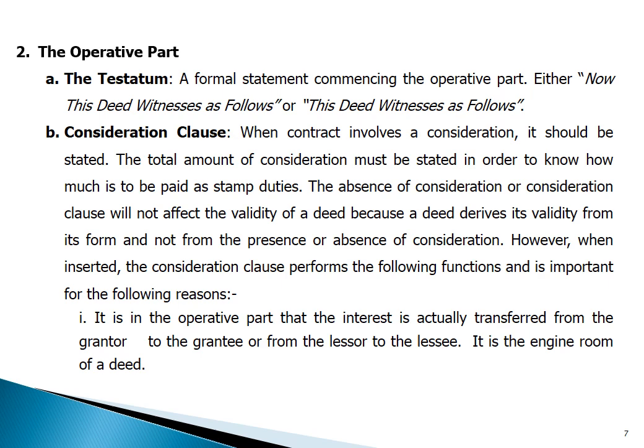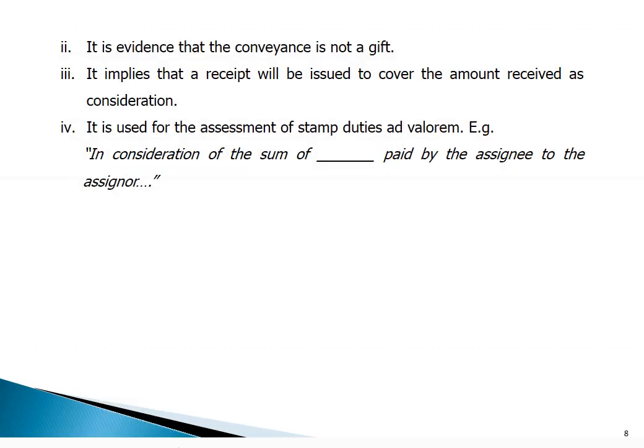1. It is in the operative part that the interest is actually transferred from the grantor to the grantee or from the lessor to the lessee. It is the engine room of the deed. 2. It is evidence that the conveyance is not a gift. 3. It implies that a receipt will be issued to cover the amount received as consideration. 4. It is used for the assessment of stamp duties ad valorem, e.g., in consideration of the sum of dash paid by the assignee to the assignor.